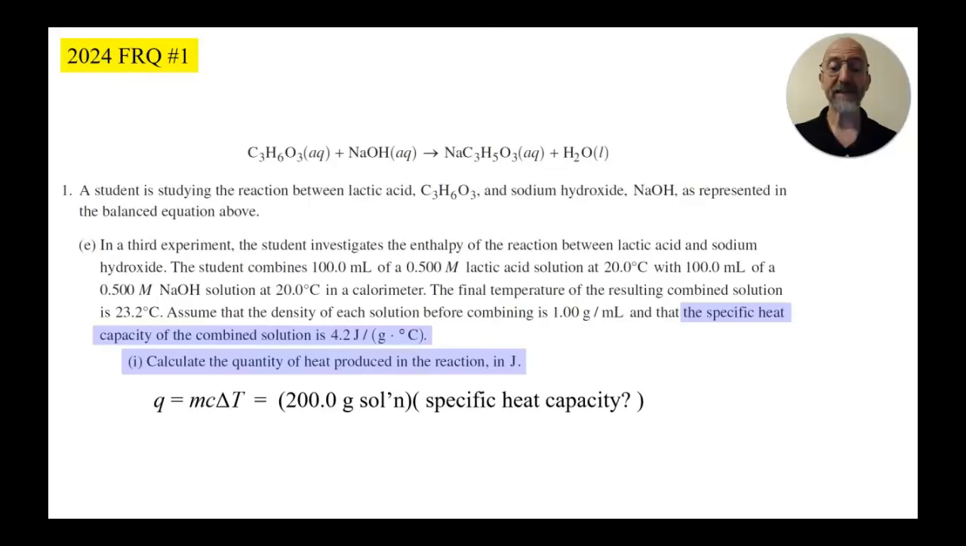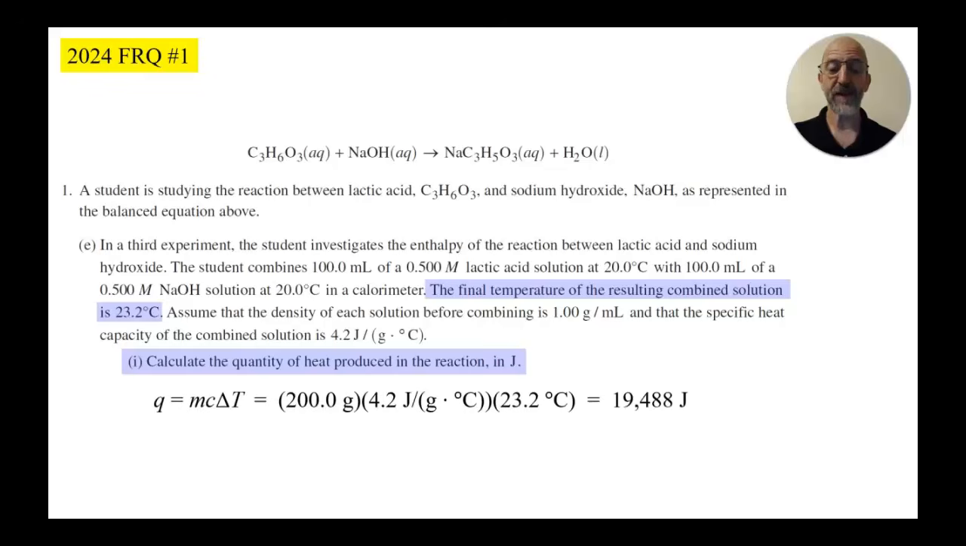Now, with the specific heat capacity, is that given to us in the problem? Yes, its specific heat capacity is 4.2 joules per gram degrees Celsius. So that is not enthalpy of vaporization. That is definitely the specific heat capacity of the combined solution. So what about the delta T? Well, it says the final temperature of the resulting combined solution is 23.2.